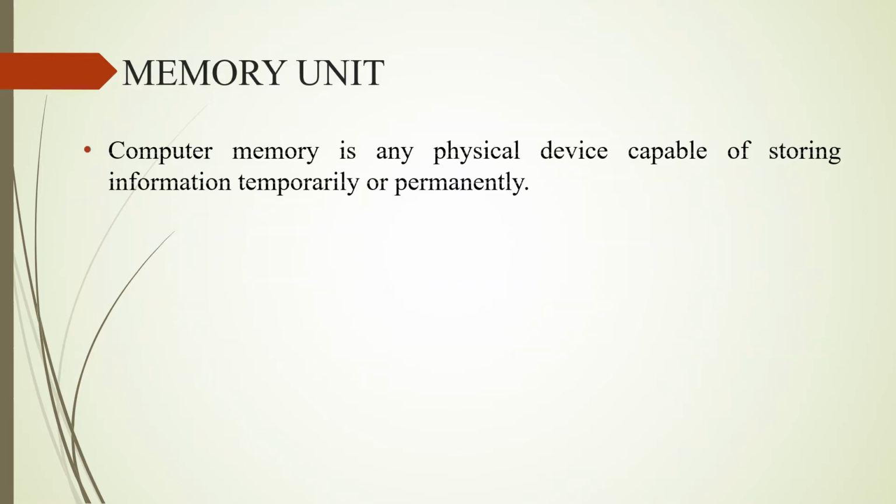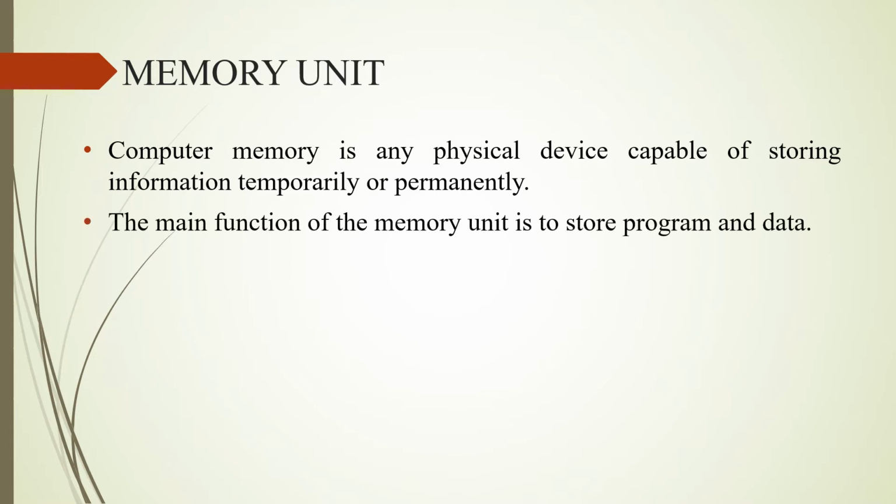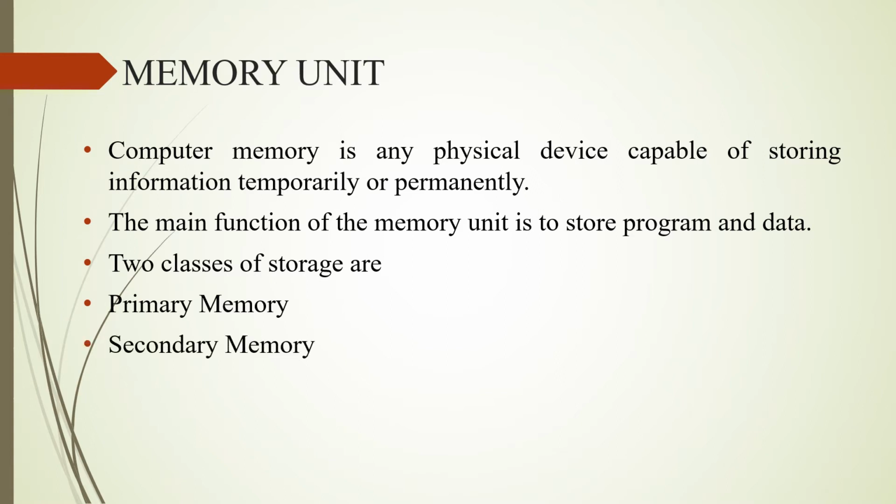Memory unit. Computer memory is a physical device which is capable of storing information either temporarily or permanently. The main function of the memory unit is to store programs as well as data. Two classes of storage elements are available. They are primary memory and secondary memory.